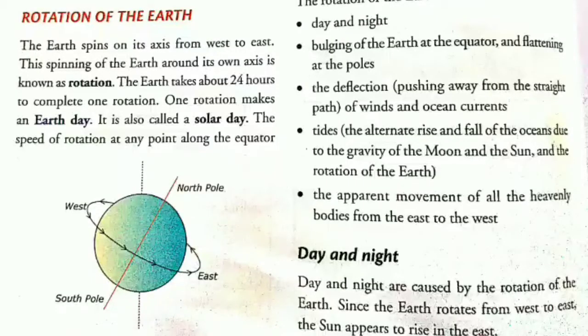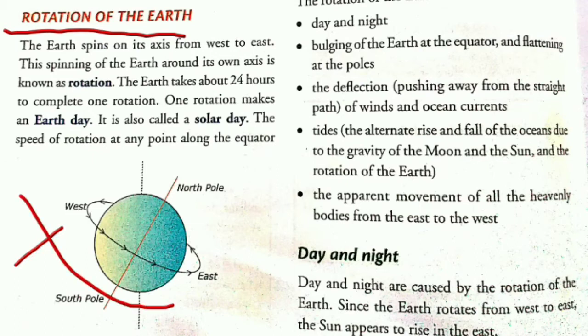So let us read about rotation of the earth and about the effects of earth's rotation. When the earth spins on its own axis, it is known as rotation of the earth. The earth spins from west to east. The earth takes 24 hours to complete one rotation, and it is because of the rotation of the earth that days and nights are caused.